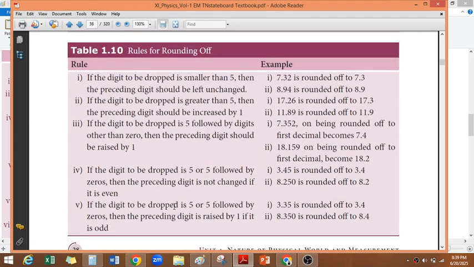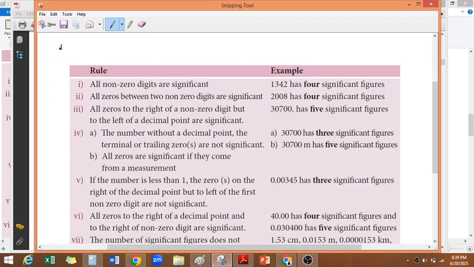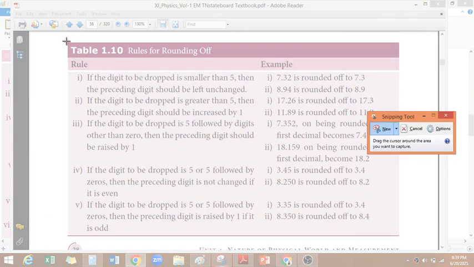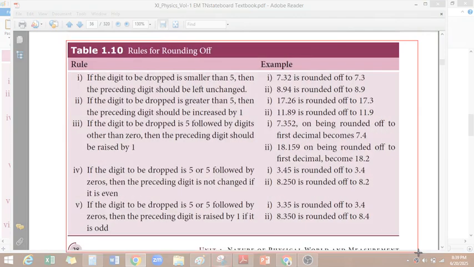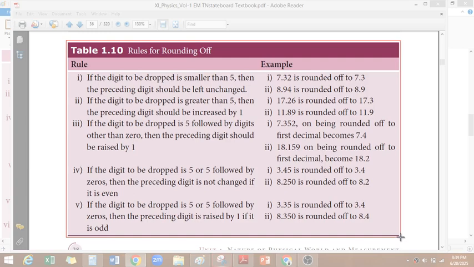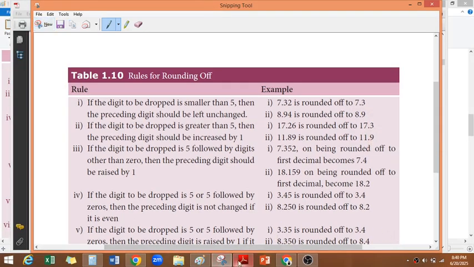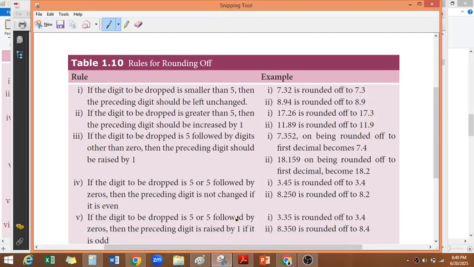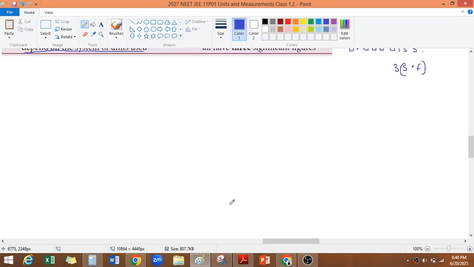Rules for rounding off, this easy one. I'm sure rounding off already நீங்கள் படிச்சிருக்கீங்க. So we can go a little bit quicker here. Only thing, ஒரே ஒரு rule மட்டும் it might be a little bit confusing, so we can discuss that.